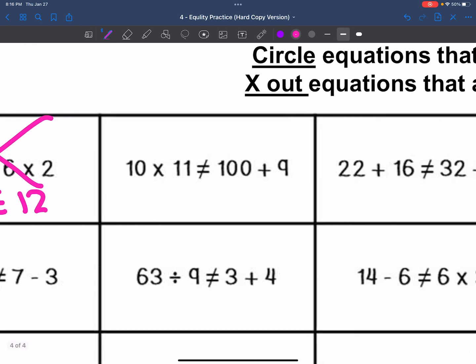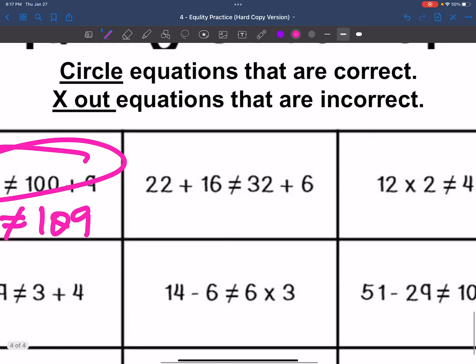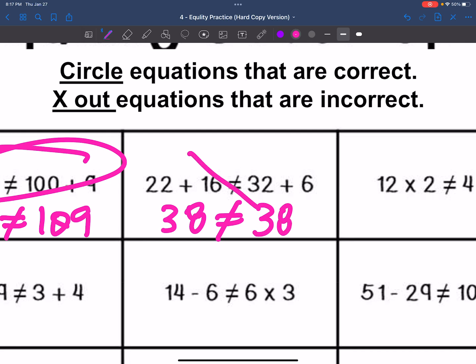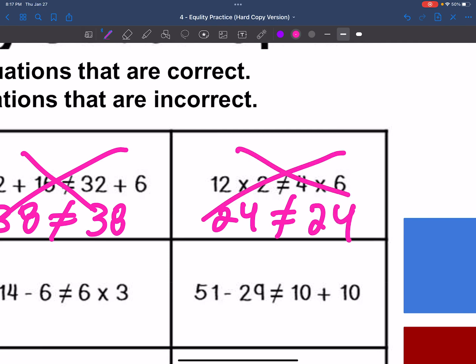Next up we have 10 times 11 is 110. That's not equal to 100 plus 9 is 109. Yes, 110 is not equal to 109. 22 plus 16 is 38. 38 is not equal to 32 plus 6 is 38. That's not true. So we're going to cross that out. 12 times 2 is 24. 24 is not equal to 4 times 6 is 24. Yes, it is. So we're going to cross that out.